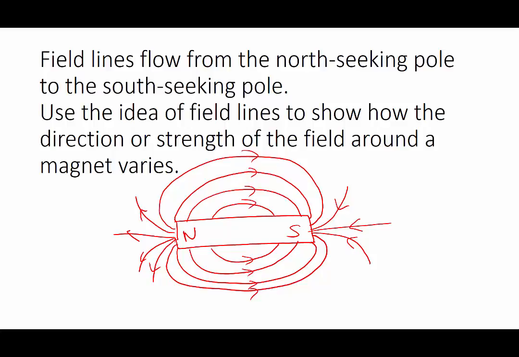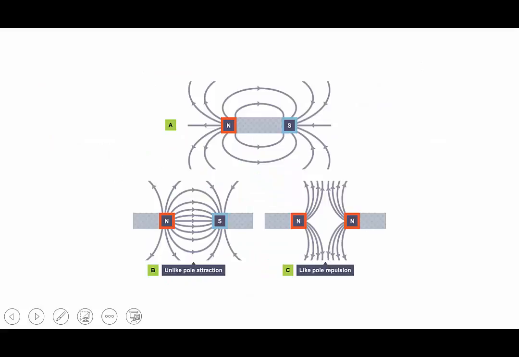Okay, so you also need to be able to draw multiple magnets and how they interact with each other. So you can see there 2 unlike poles attracting. The north pole sends its magnetic field across to the south pole, and you see the field lines there. Whereas if you have like poles repelling, you can see the field lines are pushing against each other, and that's what creates that force of repulsion.